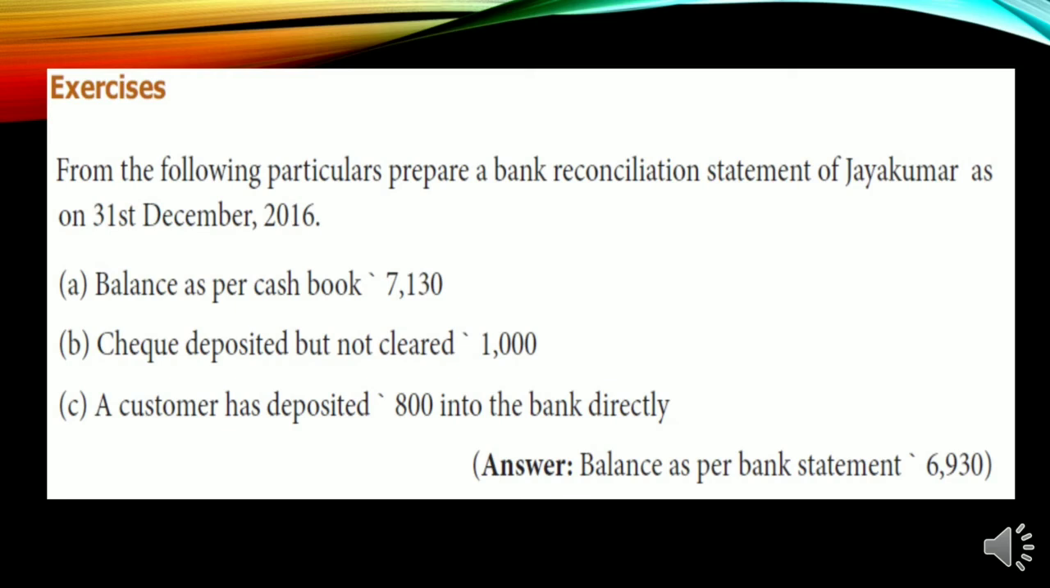So from the following particulars, this is an exercise sum. From the following particulars, prepare a bank reconciliation statement as on 31st December 2016. The first one is the balance as per cash book, which has been given here. We're going to verify against the passbook balance, that is the banker's book. Checks deposited but not cleared: 1000 rupees. I deposited a check in the bank, but the amount has not been credited to my account. So I have to show this on the less side of my statement.